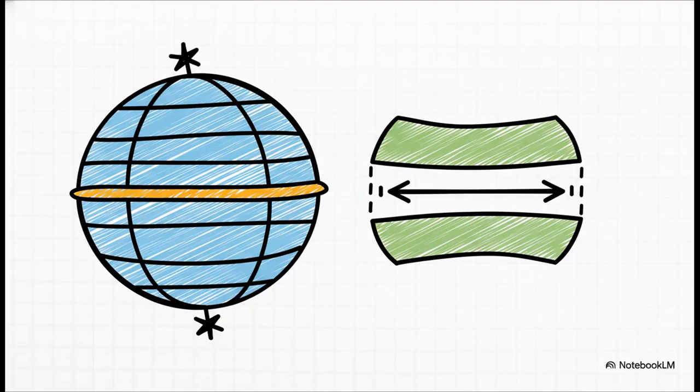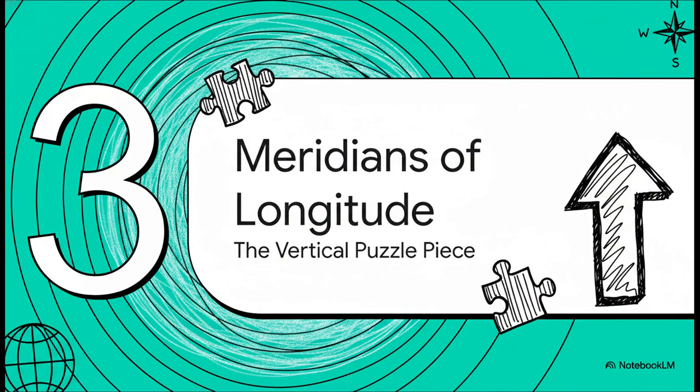So, what are the main takeaways for latitude? A few key things. First, every single one is a complete circle, but they get smaller and smaller the closer you get to the poles. The equator is the big one. It's the only one we call a great circle. And here's a really cool fact to file away. The distance between each degree of latitude is always the same, 111 kilometers. Super consistent.